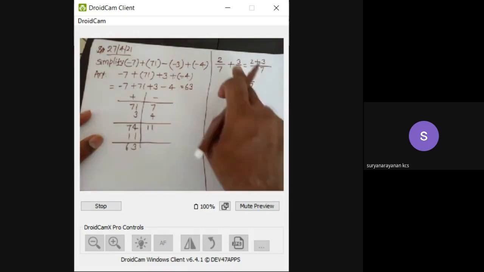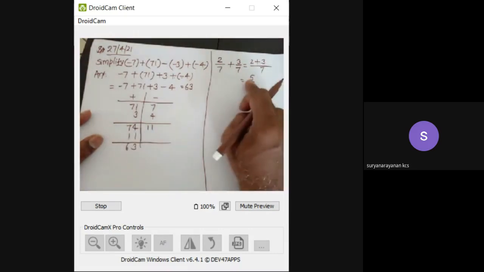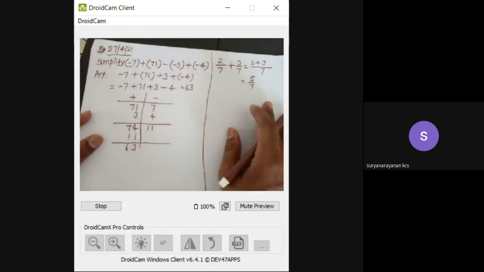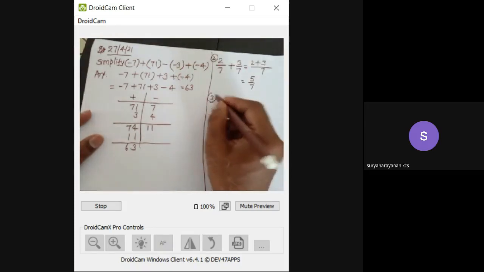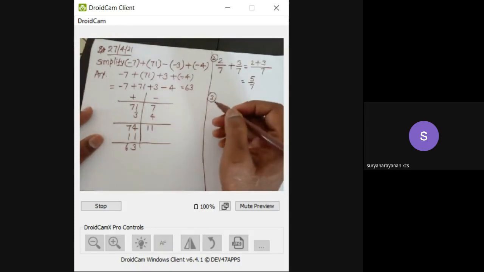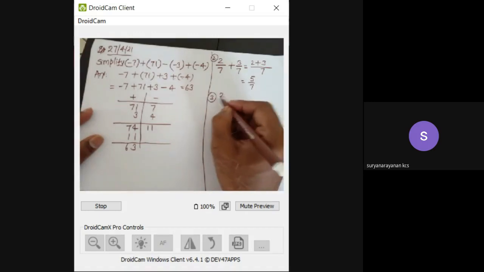Okay, my children. This kind of question will also be given. Addition of like fractions. Next, addition of unlike fractions.